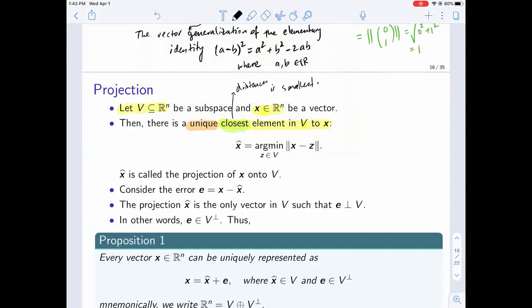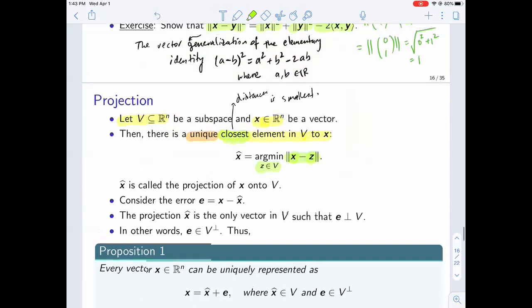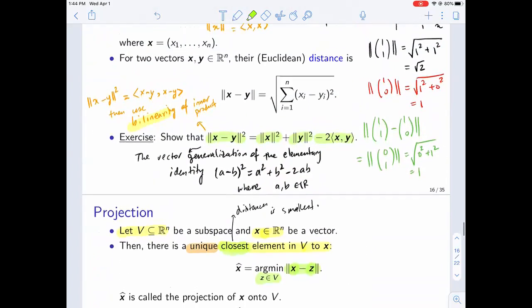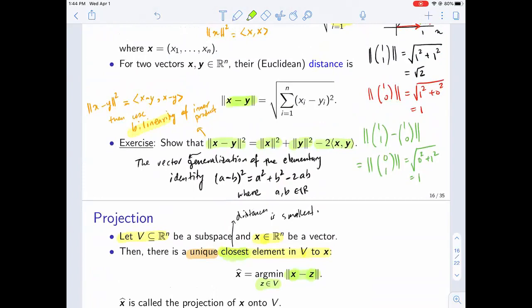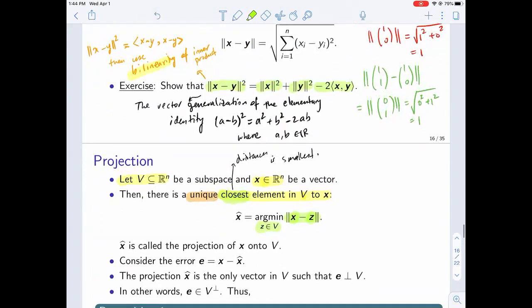So what does that mean? It means I'll take a general vector z in V and then compute its distance with X, which is just the norm of the difference. Remember, that's the definition of a distance, right? So I'll do that and then try to minimize this over z. I'll try to pick z such that this distance is minimum.